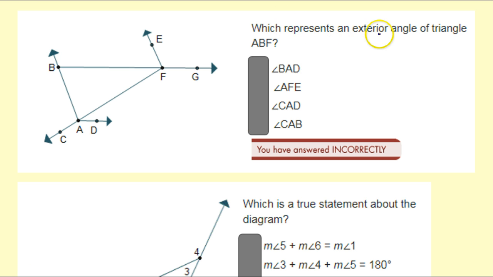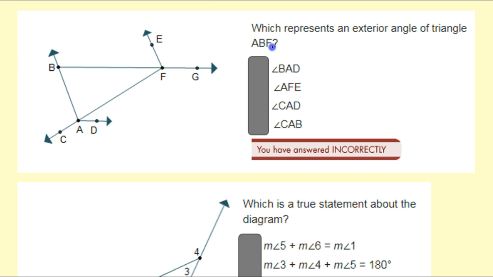Which represents an exterior angle of triangle ABF? Well, first of all, let's say this is a triangle. You will get an exterior angle if you take any one of the sides and you extend it. So for example, say if I take this side and I extend it, this would be an exterior angle. Or if I take this side and extend it, then this would be an exterior angle. So that's what we're talking about.